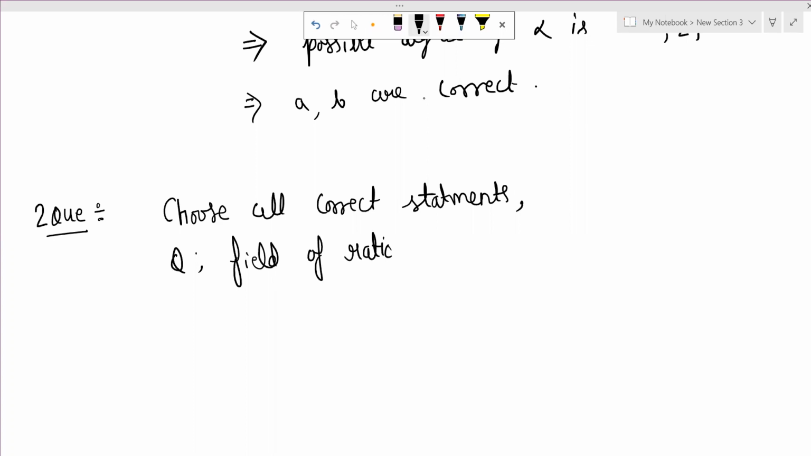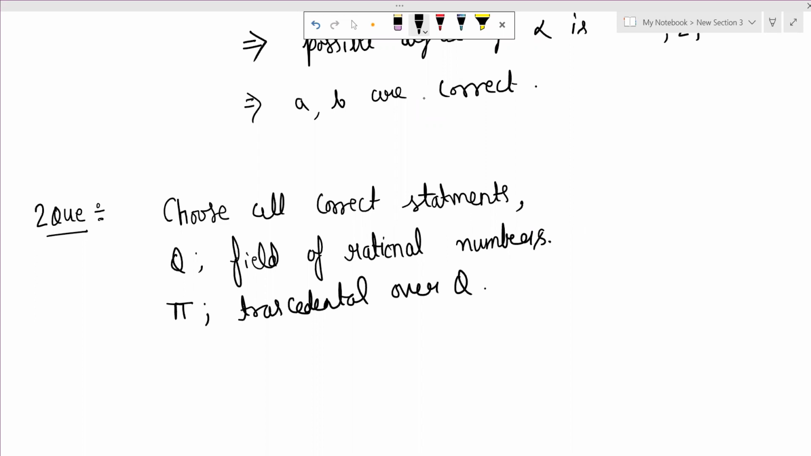Q is the field of rational numbers and pi is transcendental over Q. What is a transcendental number? Do you know? Pi is transcendental over Q. So what are the following options? A: Q square root 2 does not equal Q root 2.